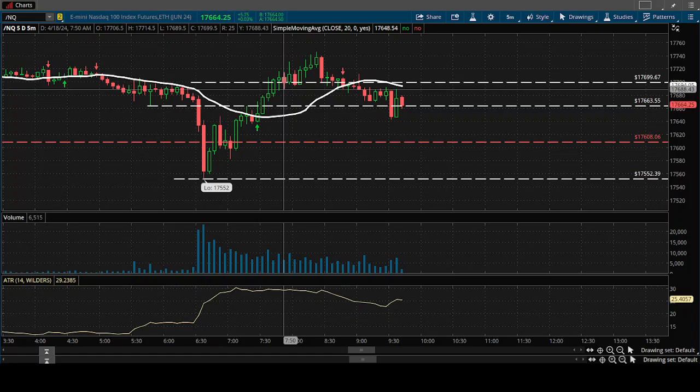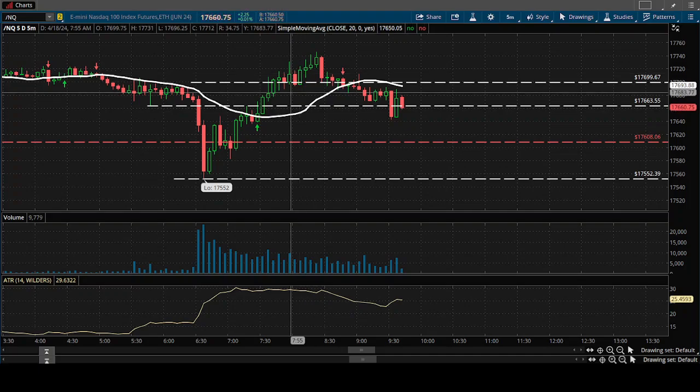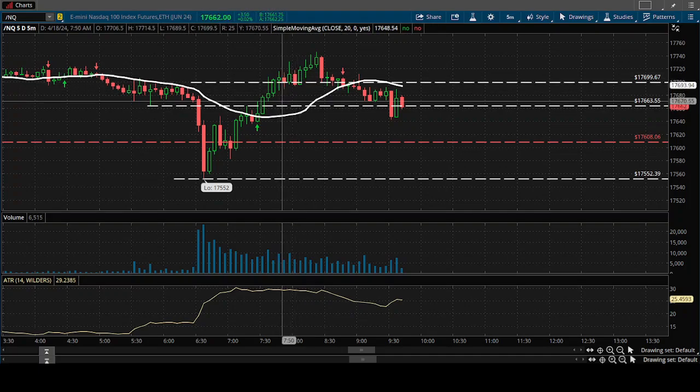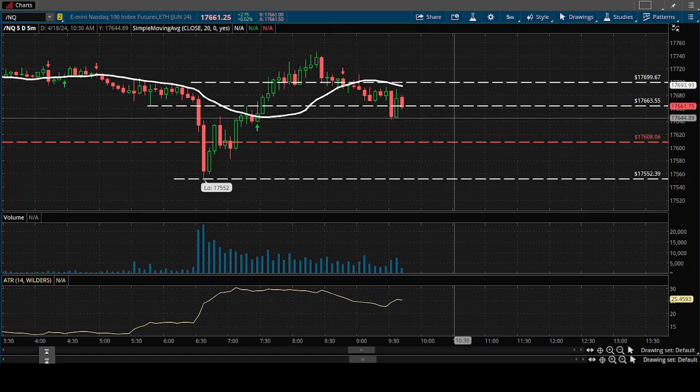Some people don't like that extra added confirmation. They just want a hard level. So set a hard level below the previous 5-minute candle low as your stop, right? So if price breaks down below that, well then, okay, you took your 30-point loss and you move along with your day, right?